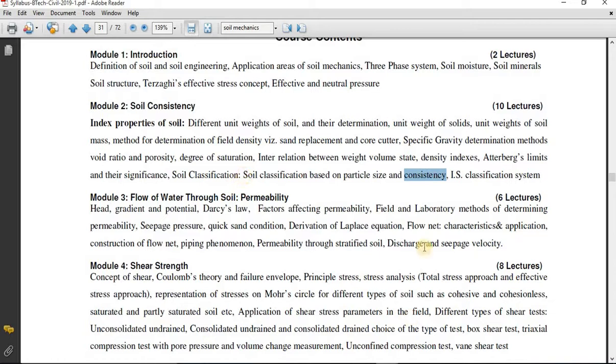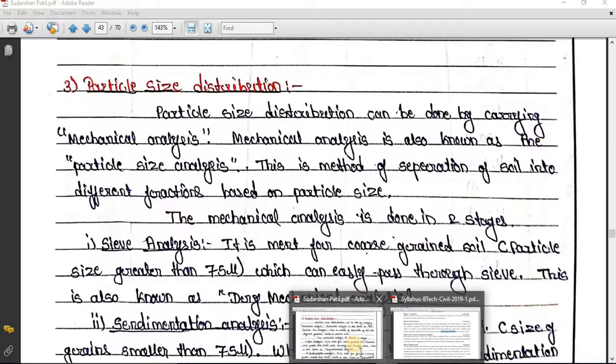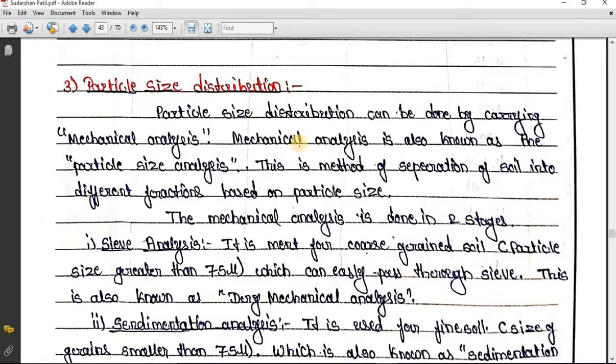So if we study consistency of soil, we will be able to cover this particular point. So I am going to move from here, particle size distribution and consistency of soil we are going to study. First I am going to cover particle size distribution. Particle size distribution can be done by carrying out mechanical analysis, and mechanical analysis is also known as particle size analysis. Actually, what is this particle size distribution?